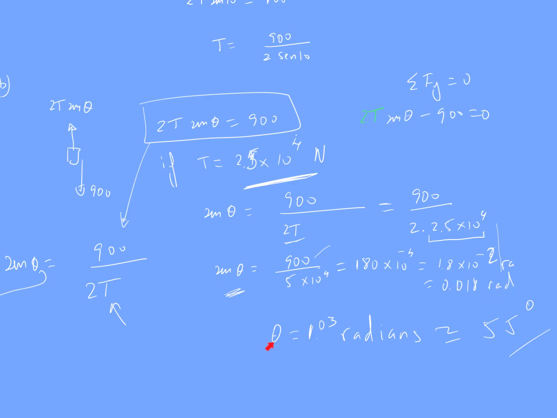So theta is arc sine of 0.018, which is 1.03 radians. So it corresponds to more or less 55 degrees, something like this. So at this angle, the rope will break. Okay, that's the problem.